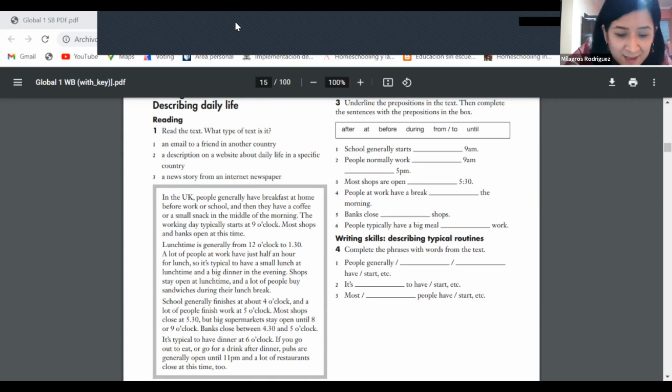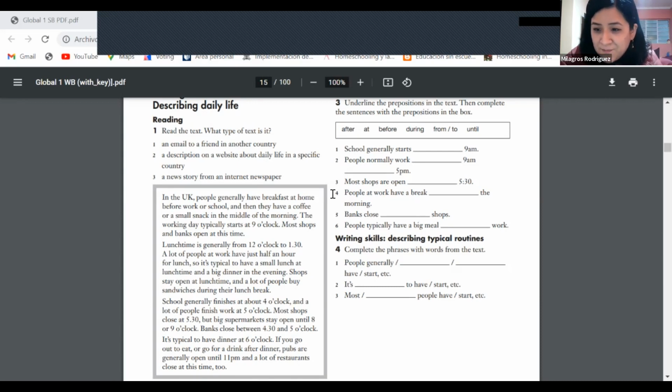After, right? Because it says in the second paragraph, a lot of people at work have just half an hour for lunch. So it's typical to have a small lunch at lunchtime and a big dinner in the evenings. So after. So we didn't use at, right? I think it's the first one. Yes, I think so. Yes, could go. This word could go in number 1.